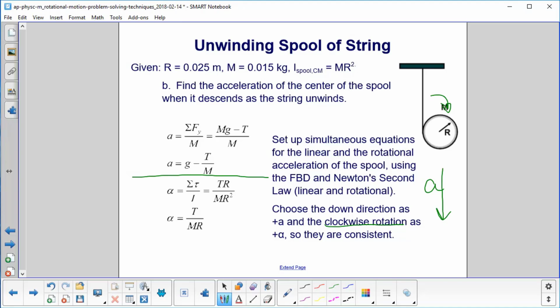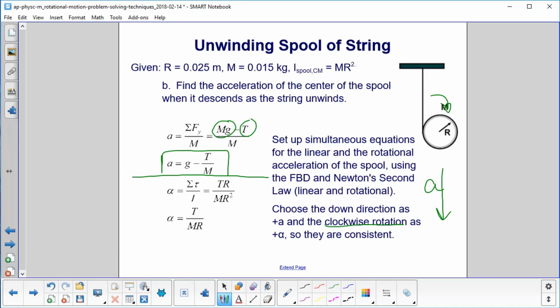So let's do the linear equations first. We sum the forces in the y direction, and from our free body diagram we have mg down and tension up. So that will give us a negative for the tension, positive for mg, and we divide by the mass of the spool. Then we do a little algebra and we come up with this equation. For the angular acceleration, that's equal to the sum of the torques over the moment of inertia.